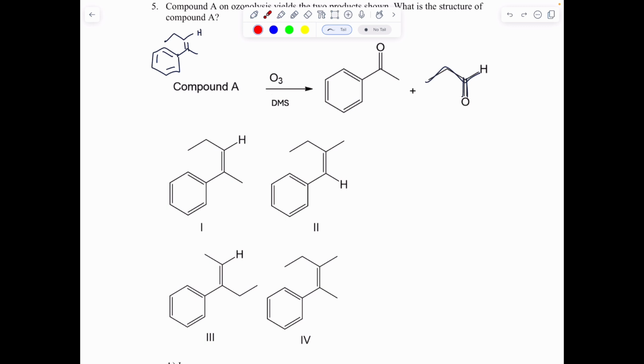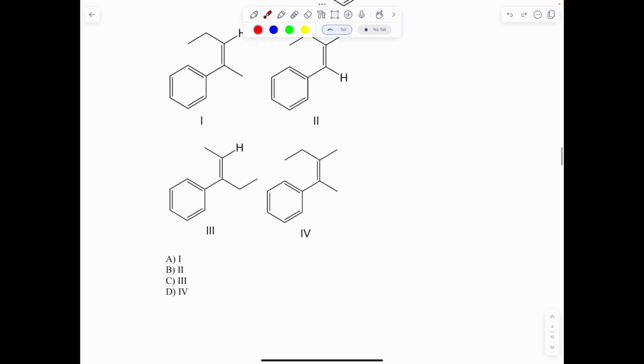So we can see that all 4 of them have the benzene ring, but this one is the only one that has the methyl group on the same side as the benzene, and then the ethyl and hydrogen on the other side. So I corresponds with A, so A is going to be the correct answer for question 5.